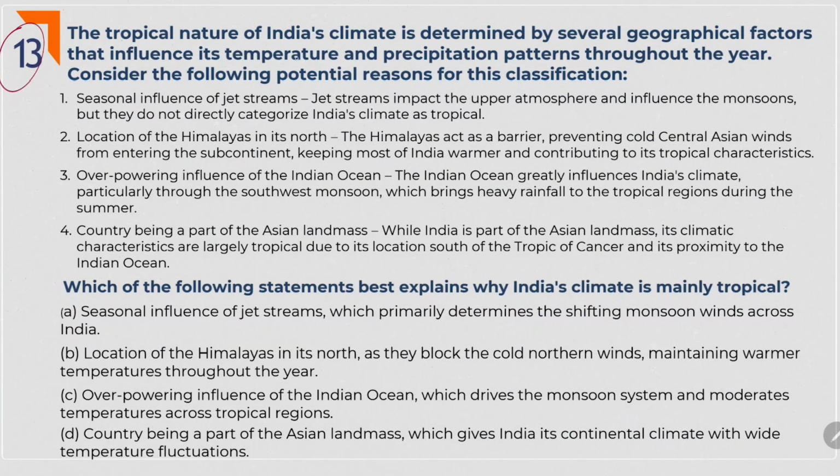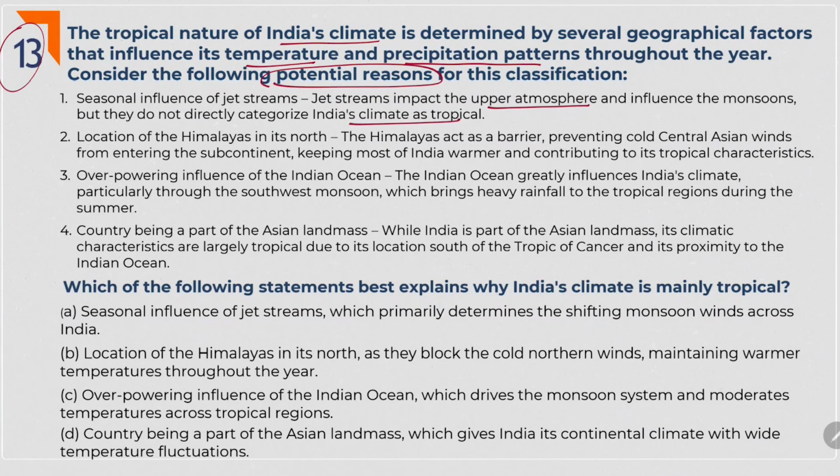Next one. The tropical nature of India's climate is determined by several geographical features that influence its temperature and precipitation patterns throughout the year. Consider the following potential reasons for this classification. They are telling that because of different temperature and precipitation patterns, India's climate is getting changed. And what are the potential reasons for this classification? Seasonal influence of jet streams. Jet streams impact the upper atmosphere and influence the monsoons, but they do not directly categorize India's climate as tropical.